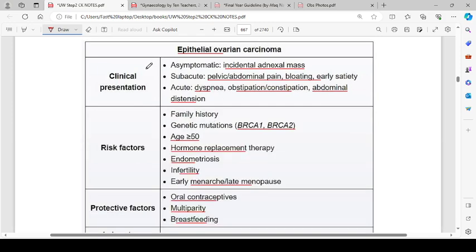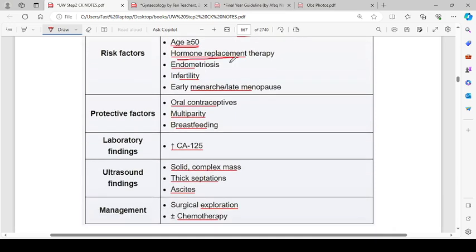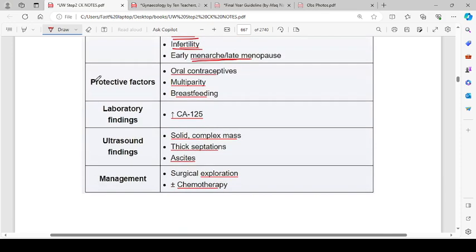Epithelial ovarian carcinoma. The clinical presentation is an asymptomatic incidental adnexal mass, subacute pelvic abdominal pain, bloating, and early satiety. In acute presentation, there will be dyspnea, obstipation, constipation, and abdominal distension. Risk factors are family history, genetic mutations of BRCA1 and BRCA2, age more than 50, hormone replacement therapy, endometriosis, infertility, and early menarche and late menopause. Protective factors are oral contraceptives, multiparity, breastfeeding.